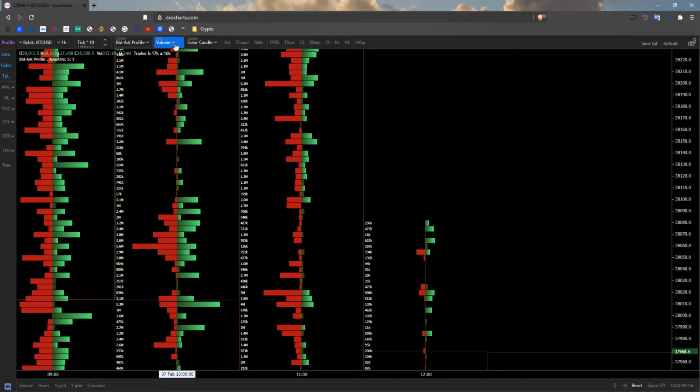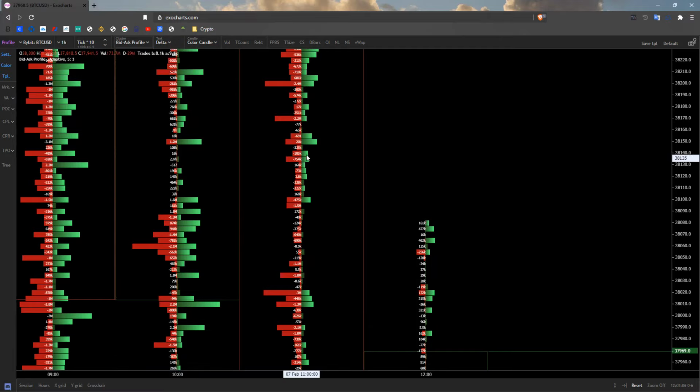Now, I don't see why you would want to use the volume over something like the BidAsk or Delta, because you can infer a lot more from these things. Like the Delta is going to show you in this price range there were 2.2 million more sellers than buyers, because the Delta is a negative 2.2.